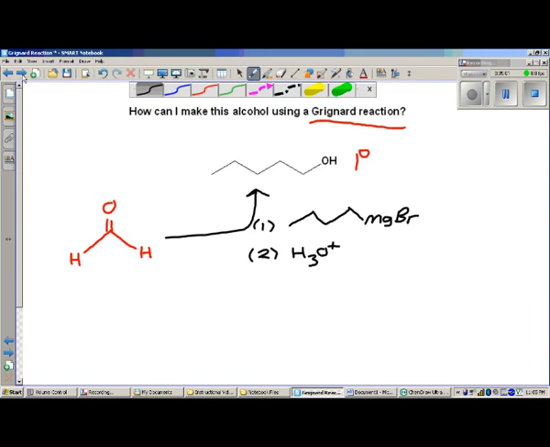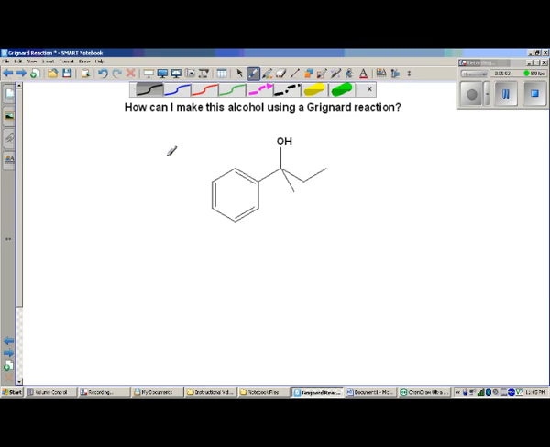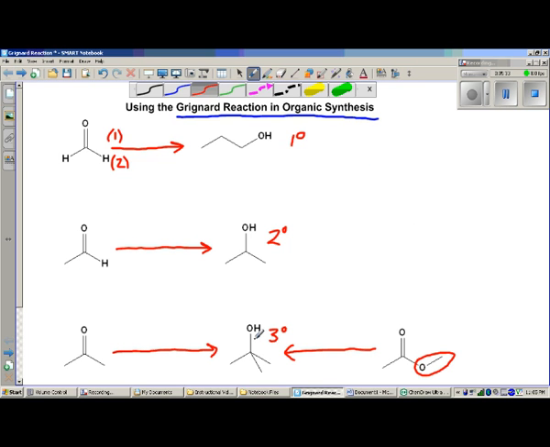And to let you see an example of that, we're going to look at this. The question is the same as it was last time, except this alcohol is a lot more involved. How can I make this alcohol using a Grignard reaction? Well, first thing, what sort of alcohol do we have? You always want to ask yourself, what alcohol do I have here? And you can see there are 3 carbon groups connected to the carbon bearing the OH, so therefore it's tertiary. So what that tells us, if we go back a couple of slides, is that we are going to start from a ketone.